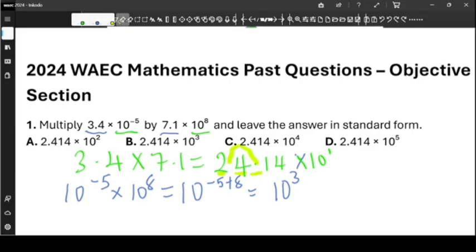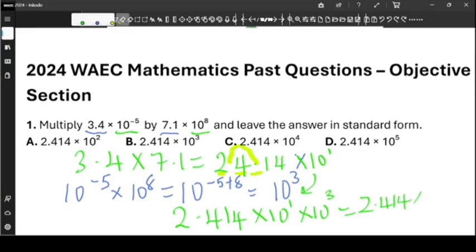If you move backwards, it will be a positive power. But if I was moving forward, it would have been a negative power. For example, if I was to move this decimal point forward, it would be minus 1. But since I moved backward, it's just 1. So at the end, I'm having 2.414 times 10 raised to power 1, also times this 10 raised to power 3. So that gives me 2.414 times 10 raised to power 1 plus 3. I'm adding these two together because the bases are the same. So that gives me 2.414 times 10 raised to power 4. That's my option C.